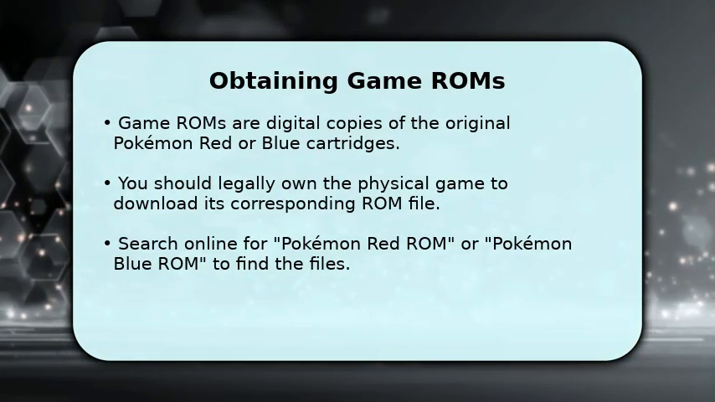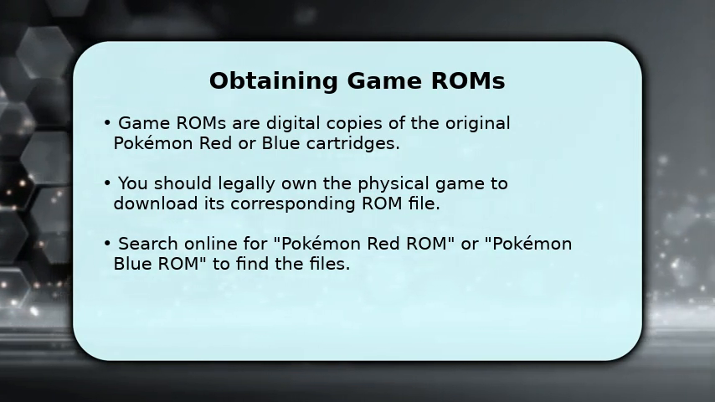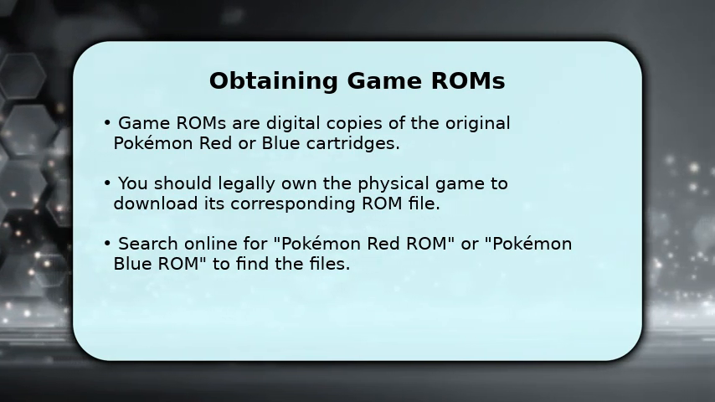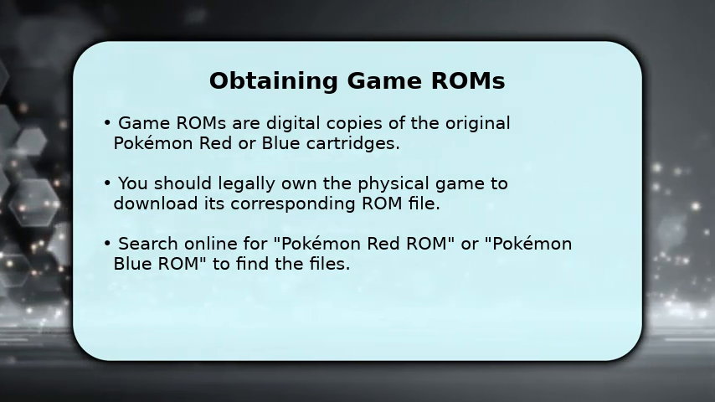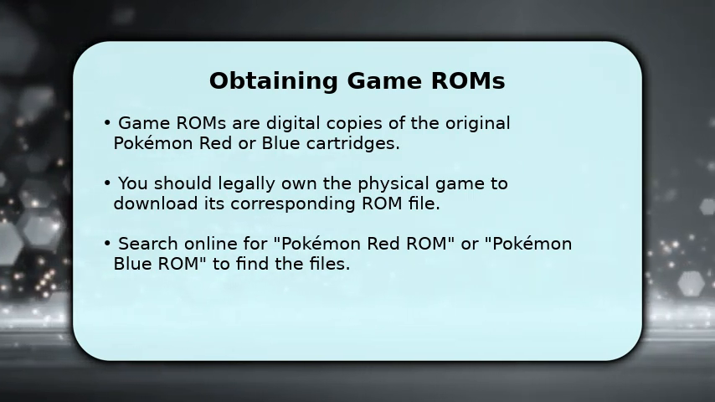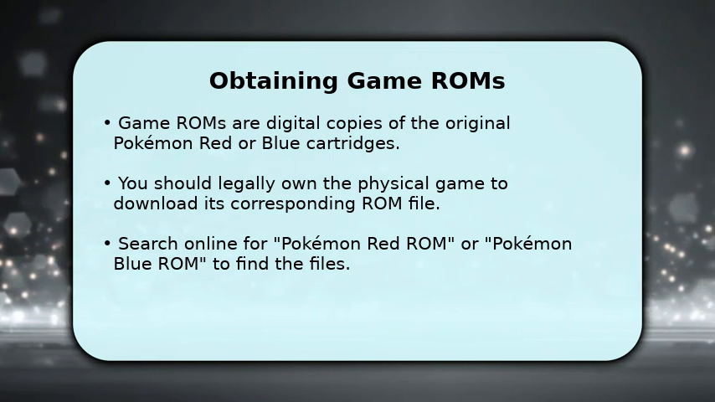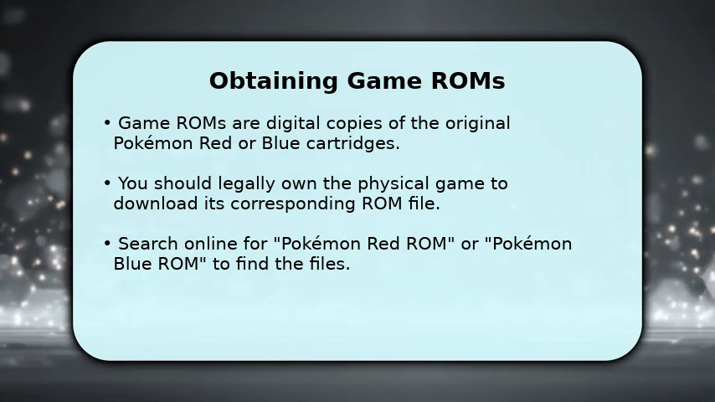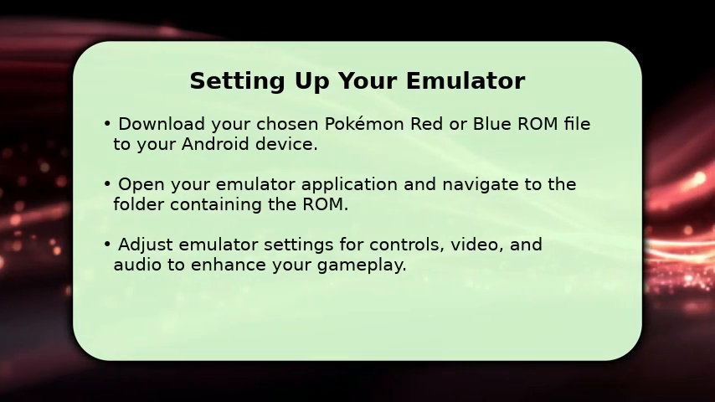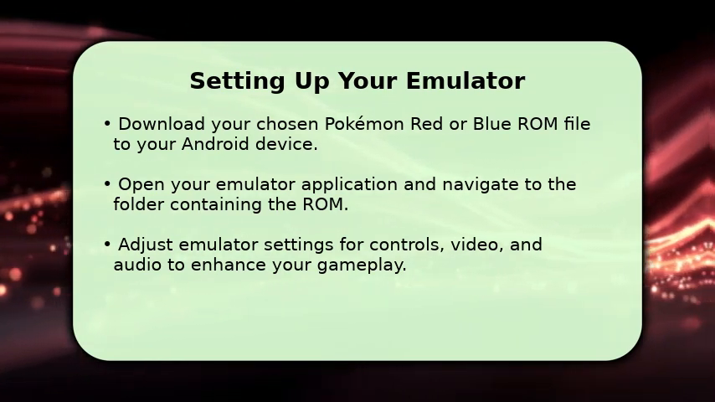Next, you will need the game files themselves, known as ROMs. These are digital versions of the original Pokémon Red and Blue cartridges. While many sites offer these files, it is generally understood that you should own the physical game to legally download its ROM. A quick online search for Pokémon Red ROM or Pokémon Blue ROM will help you locate these necessary files. Once you have downloaded your Pokémon Red or Blue ROM file, it's time to set up your emulator.